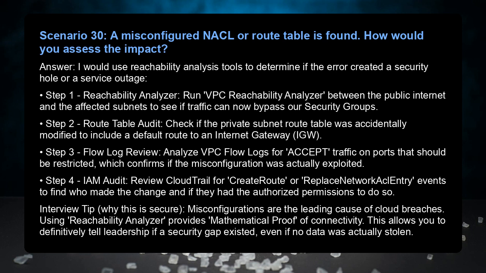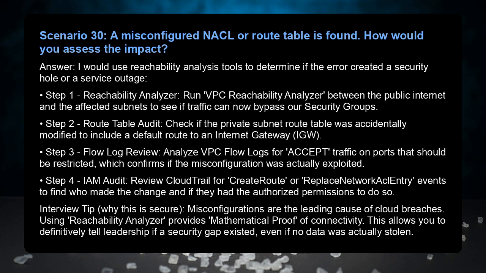Step 2. Route Table Audit. Check if the private subnet route table was accidentally modified to include a default route to an internet gateway, IGW. Step 3. Flow Log Review. Analyze VPC flow logs for accepted traffic on ports that should be restricted, which confirms if the misconfiguration was actually exploited. Step 4. IAM Audit. Review CloudTrail for CreateRoute or ReplaceNetworkAclEntry events to find who made the change, and if they had the authorized permissions to do so.